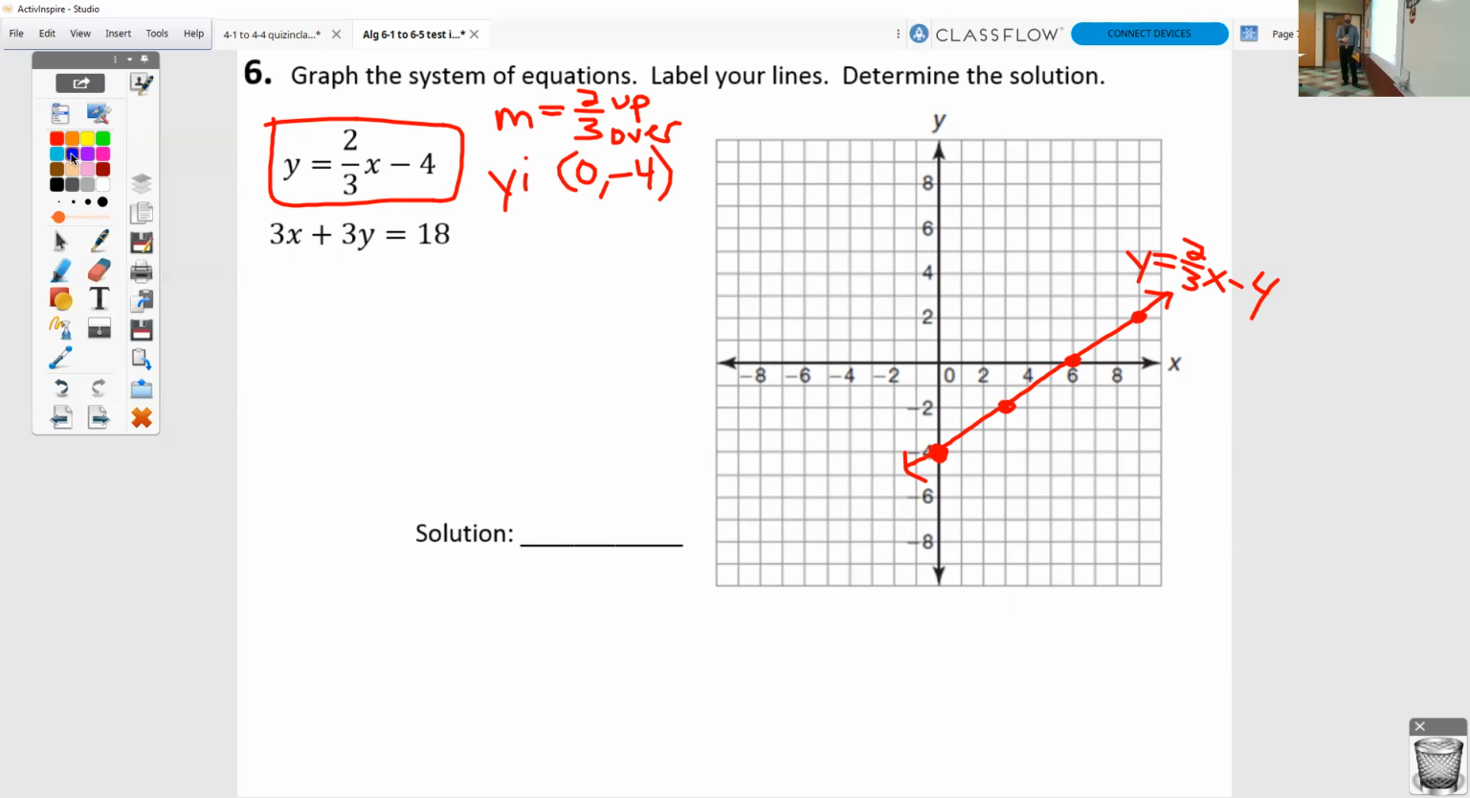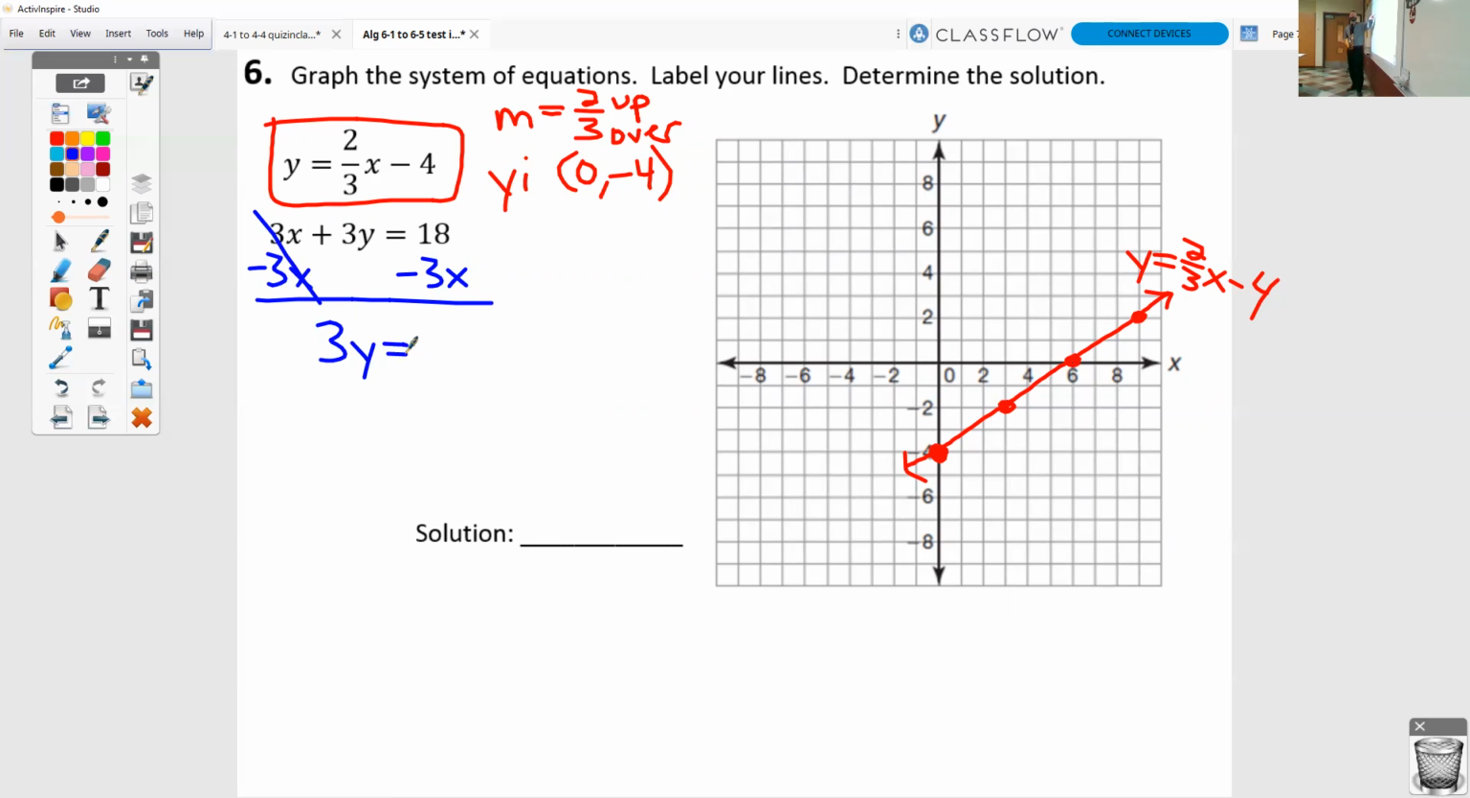The second one is not in the correct form. No matter whether you choose to do it by hand or by typing it into y equals and hitting second table, you still have to rearrange for y equals. We need to get the y all by itself. To get the y all by itself, we have to subtract 3x from both sides. Now we have the 3y all by itself.